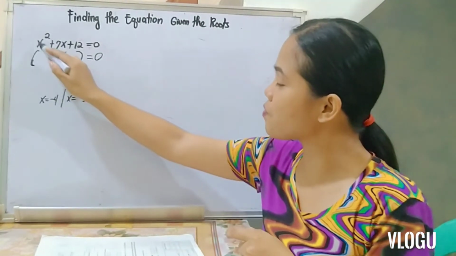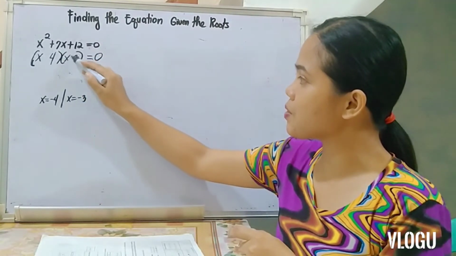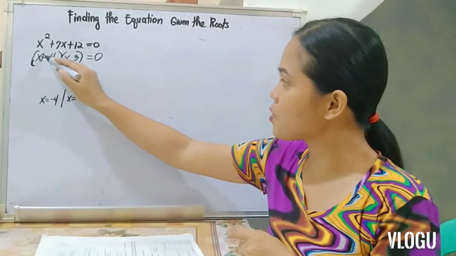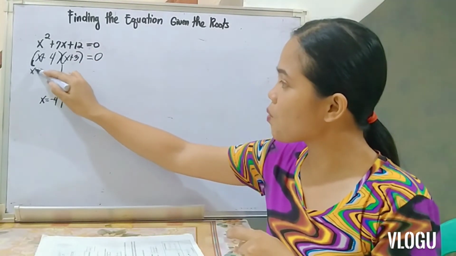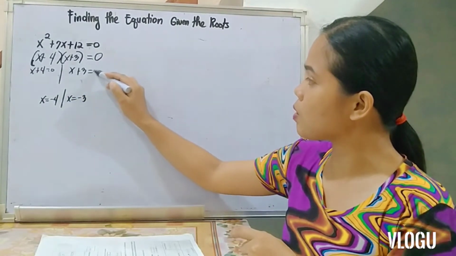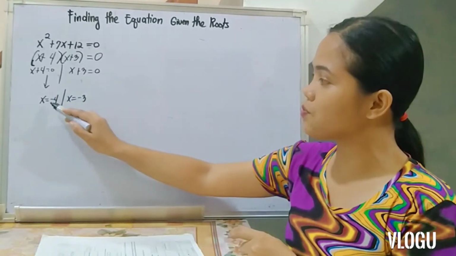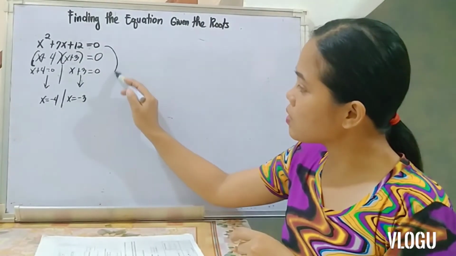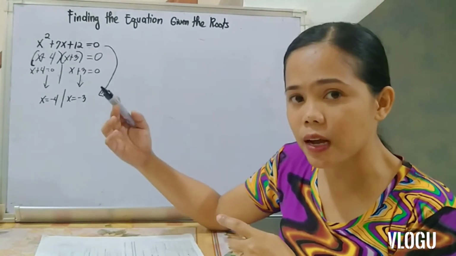Let's try to solve. The factor of x squared is x, and the factors of 12 are 4 and 3. So 4x and 3x will make 7x. Therefore, the signs are positive here. And then to solve for the value of x, we're going to equate our factors to 0: x plus 4 equals 0 and x plus 3 equals 0. So to solve for x, we will now get x equals negative 4 and x equals negative 3. So we were given the equation, and we got the roots x equals negative 4 and x equals negative 3. Now this time we do the reverse.